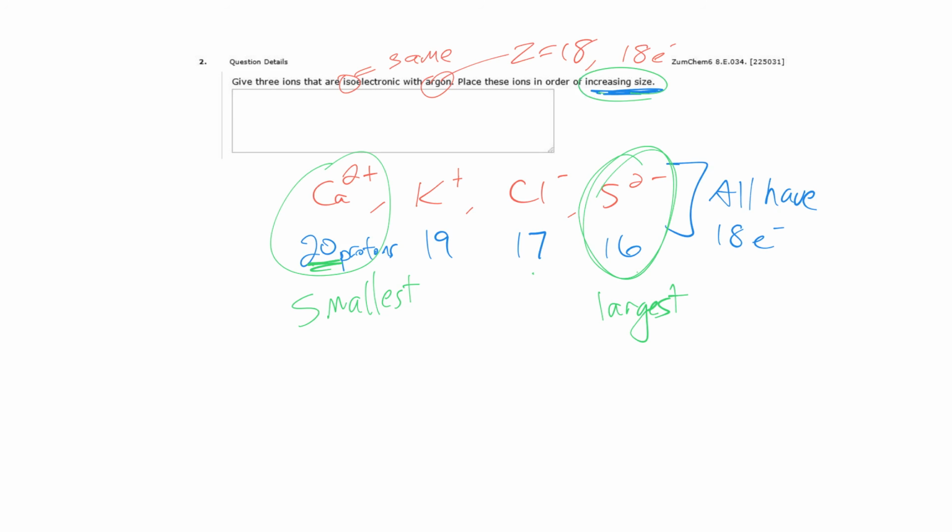So that is listing it in increasing size. You could have picked other ions as well. You just needed 3. I listed 4.